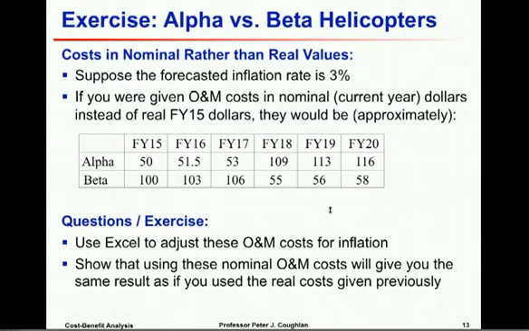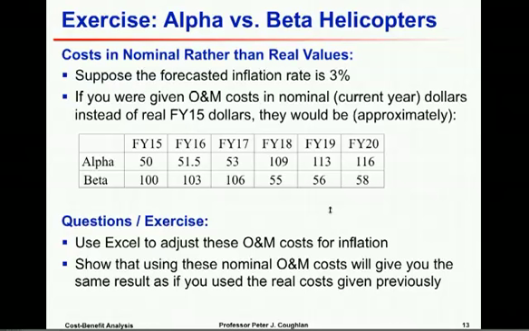Now, going back to our problem, our alpha versus beta helicopters. Suppose the inflation rate is 3%. I already told you that the O&M costs. First of all, notice that the costs you were given, the R&D costs, are sunk costs, which are in some sense irrelevant for the decision.